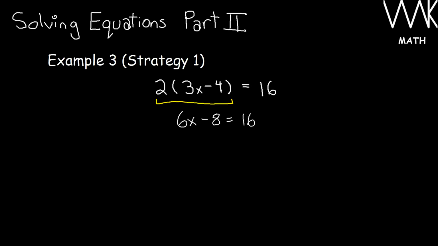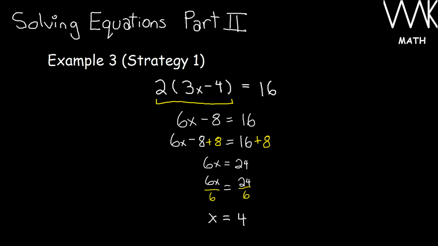Now this should be a familiar case to deal with from here on out, as the equation is currently 6x minus 8 equals 16. So our next move is to remove the minus 8 term on the left side by adding 8 on both sides of the equation. This results in 6x equals 24. Finally, to solve the equation, we divide both sides by 6, and the resulting answer is x equals 4.